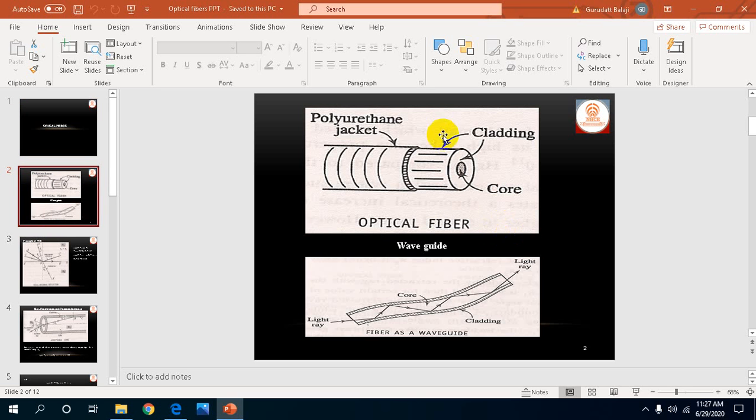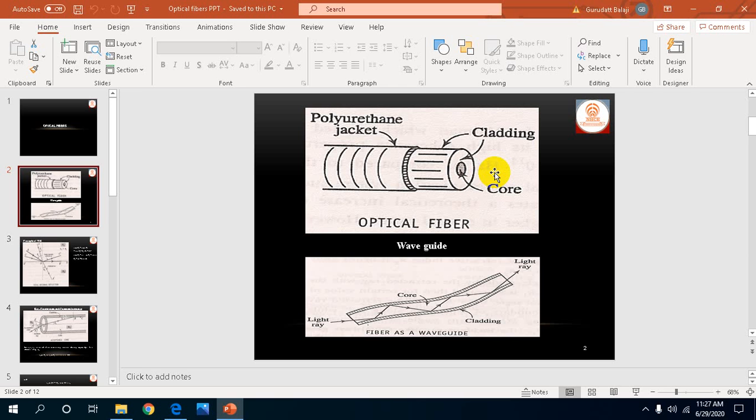Here we can see the schematic diagram of the optical fiber, which consists of two parts. The inner part is called the core, and the outer part is called the cladding. The inner part is made up of glass or plastic, and the outer part is a concentric cylinder surrounding the core. It is also made up of similar material but of lesser refractive index. We can see the material continuity between core and cladding.